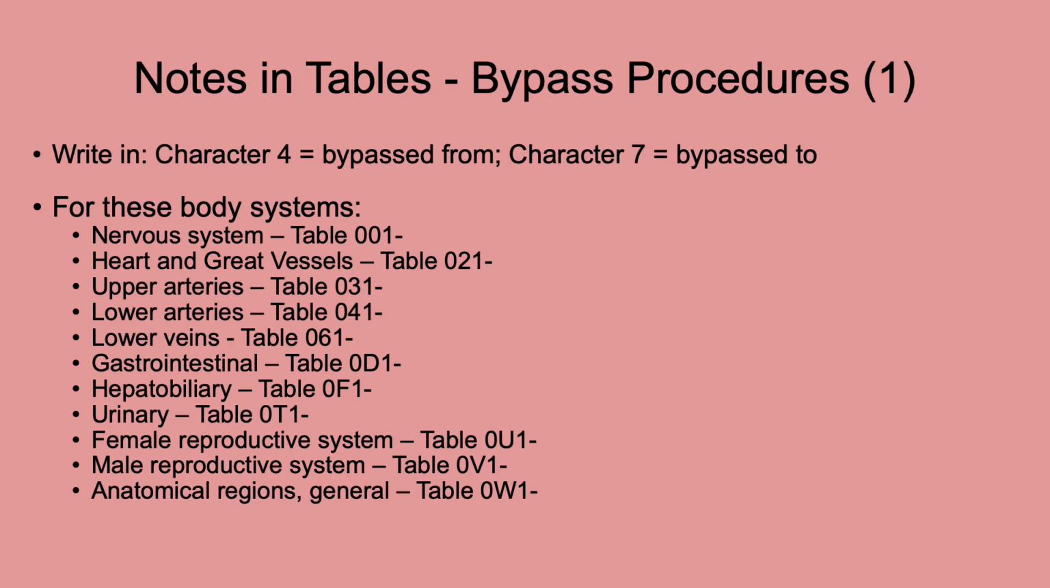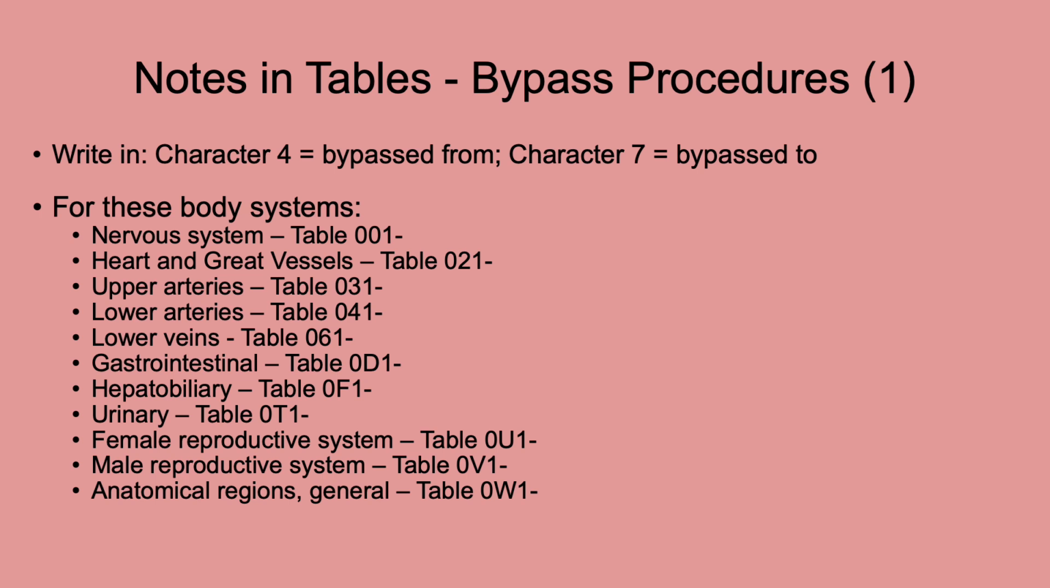Now let's look at the tables. That's all the ones we have for the index. Let's look at the tables. So, notes in the tables under bypass procedure: write in character 4 equals bypassed from, character 7 is bypassed to.